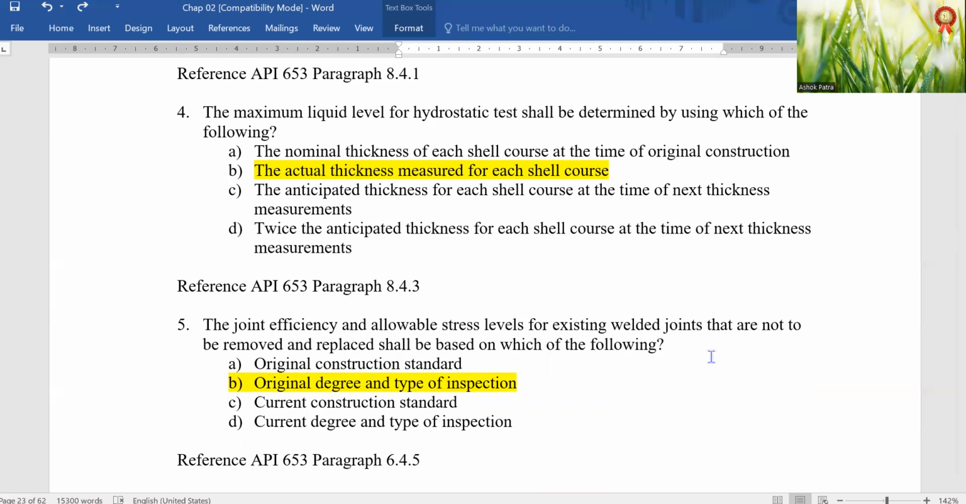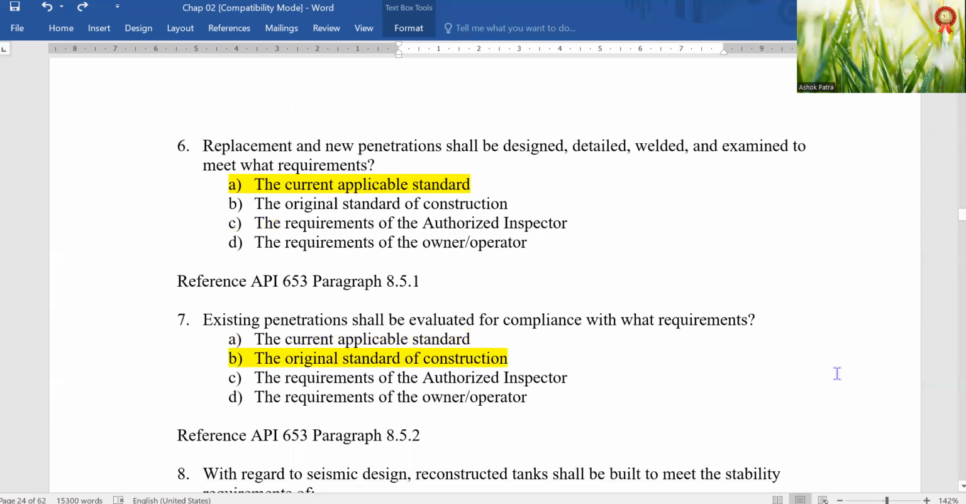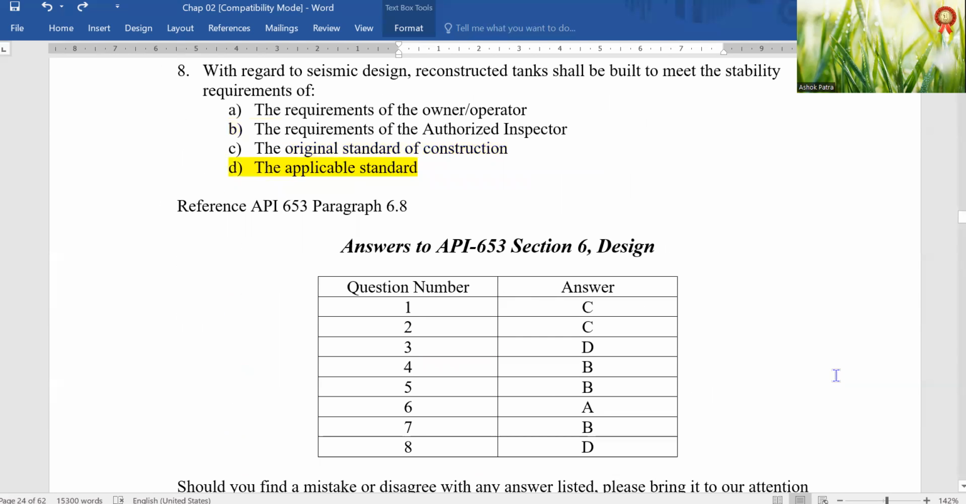The joint efficiency and allowable stress levels for existing welded joints that are not to be removed and replaced shall be based on the original degree and type of inspection. Replacement and new penetrations shall be designed, detailed, welded, and examined to meet the current applicable standard. Existing penetrations shall be evaluated for compliance with the original standard of construction. With regard to seismic design, reconstructed tanks shall be built to meet the stability requirements of the applicable standard.